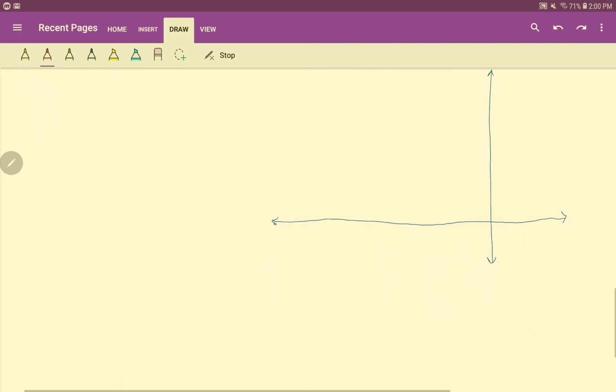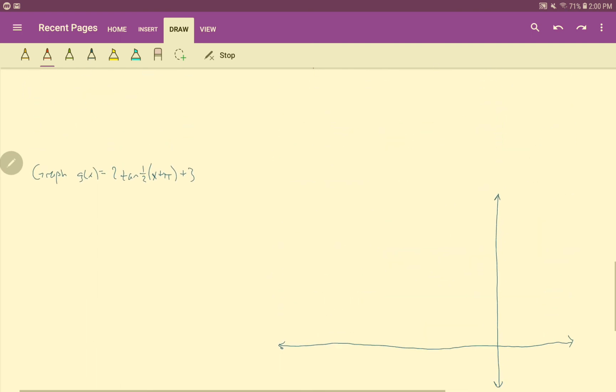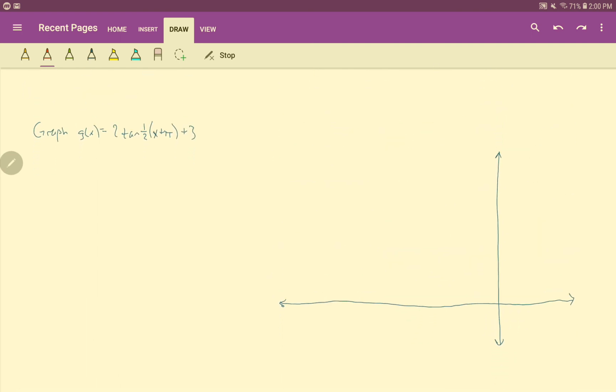All right, let's try one more here. I think this is the last one. Yep, okay, this one's got everything. So, this is written in a little bit weird way, but just understand here that this whole thing is inside the tangent right there. So, we're going to put those between the negative pi over 2 and pi over 2.